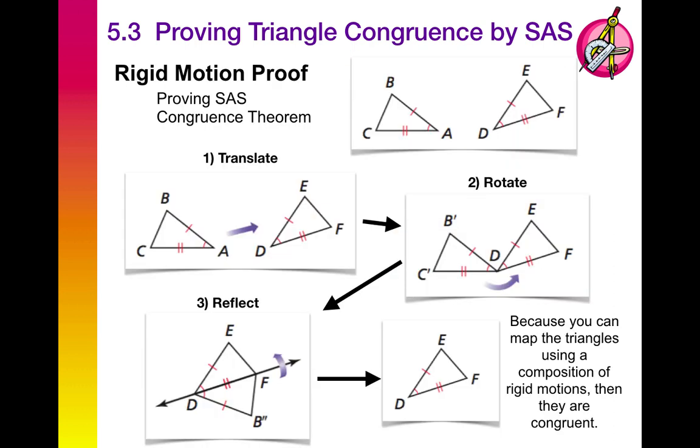Now, we showed in the last chapter that you could go through rigid motion proof. So the same thing could be done here. You could do a translation, rotation, reflection, and then finally you map one on top to the other for the side angle side. So this is one way that you could prove it.